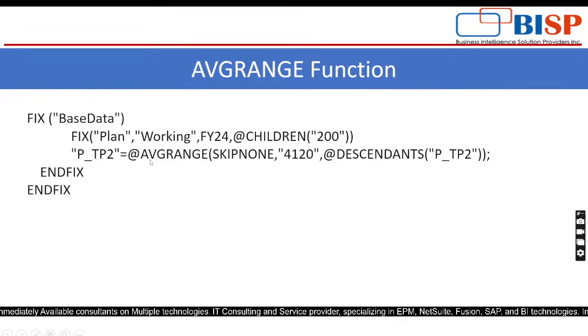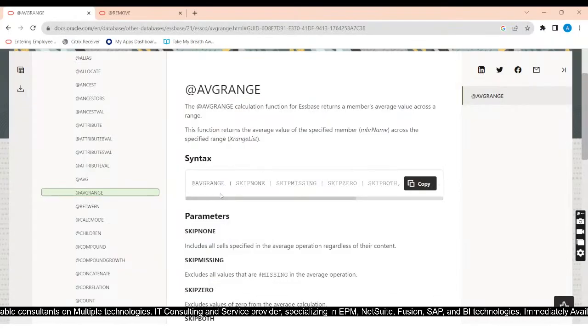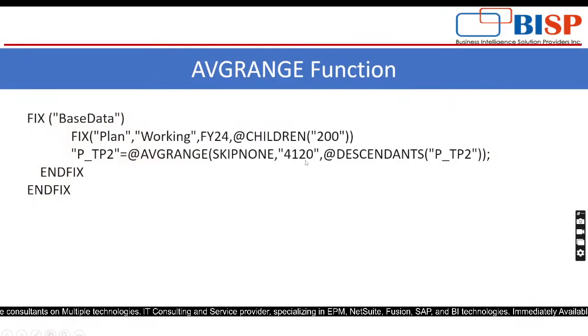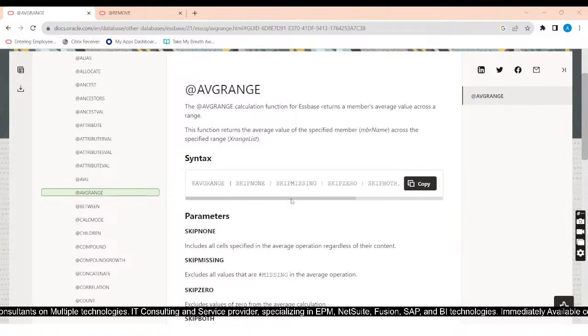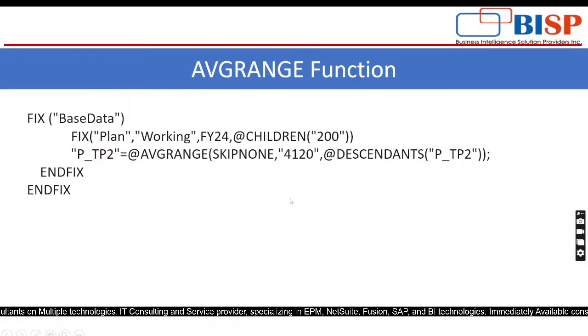As we can see here, we have used an average range function. We have used SKIPNONE here, as it was given to us in the syntax. Then I have used the 4120 member. 4120 is the revenue member, and instead of @XRANGE, we have been using @DESCENDANTS of P_TP2, which is the product dimension member.